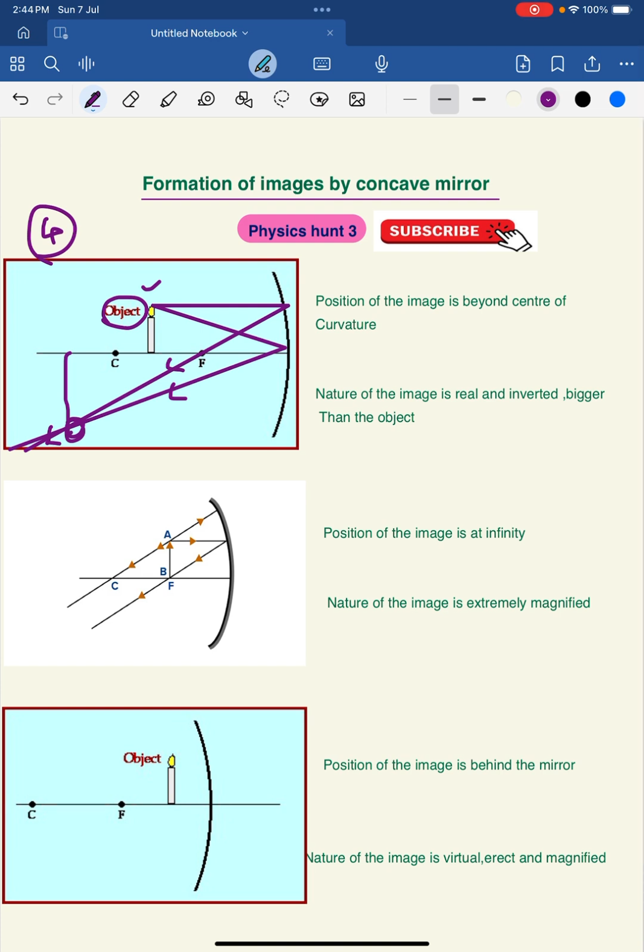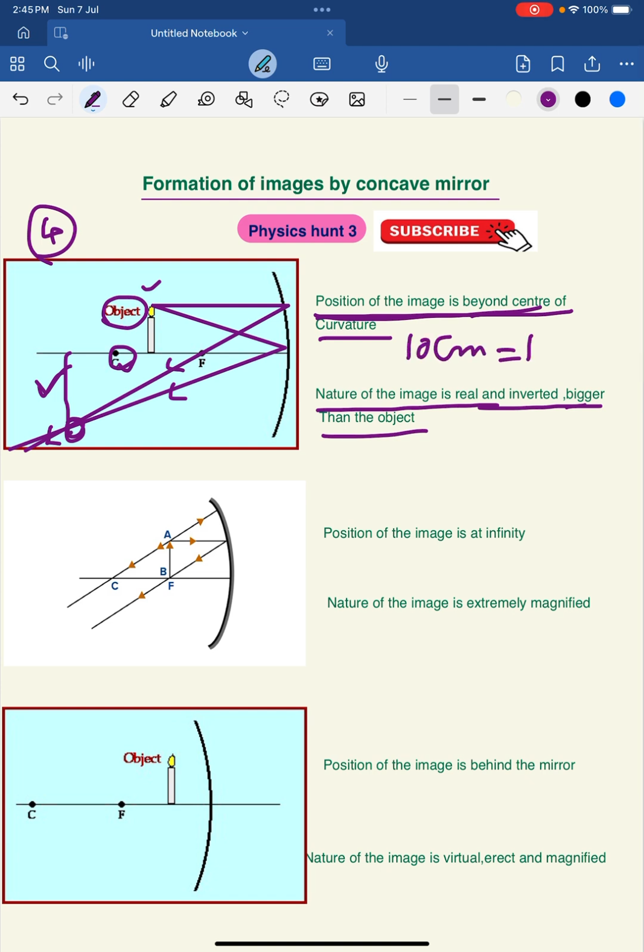Look here. The position of the image is exactly beyond the center of curvature. This is the center of curvature. What is the nature? The nature of the image is real and inverted, bigger than the object. That means if the object size is 10 centimeter, the image formed may be 15 centimeter or 20 centimeter or 25 centimeter, whatever it is, but bigger than the object. Please remember this point.